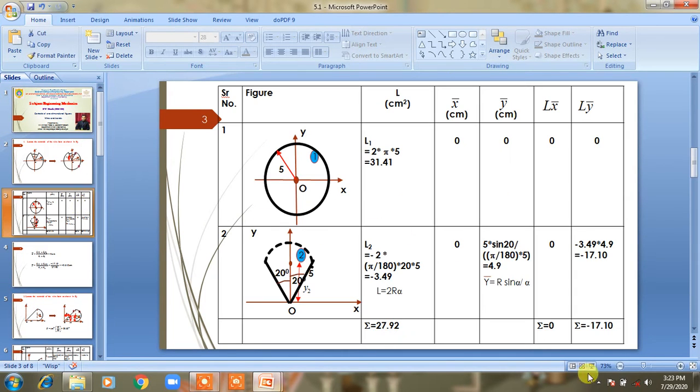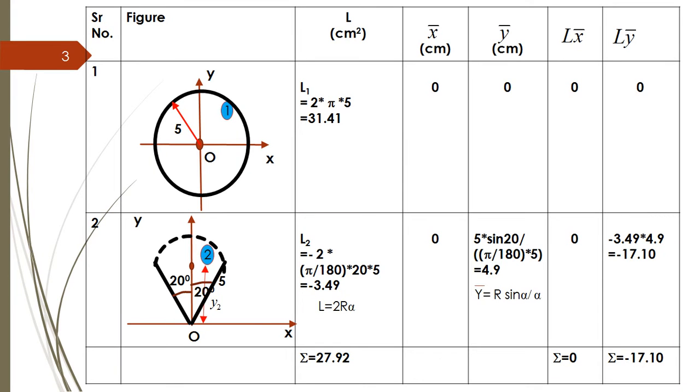Then comes the next type of figure. So here this portion we have to deduct from this total wire bend. This angle alpha is given 20 degree. Now we have to find out the length of this segmental arc.